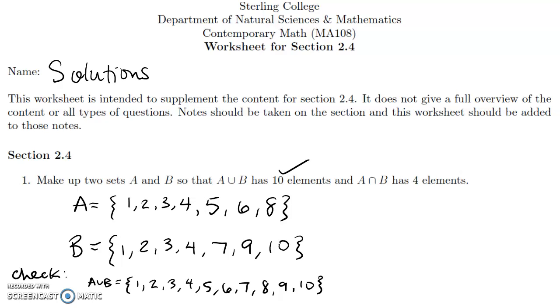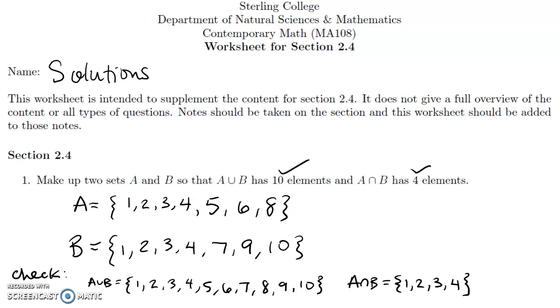We have A union B has 10 elements. And then if we take a look at A intersect B, these are only the elements common to both sets. So we see 1 is common to both, and 2, and 3, and 4. And then we were very careful with our other elements to notice none of them overlap. None of them are common to the other ones. So we do indeed have 4 elements in our intersection.